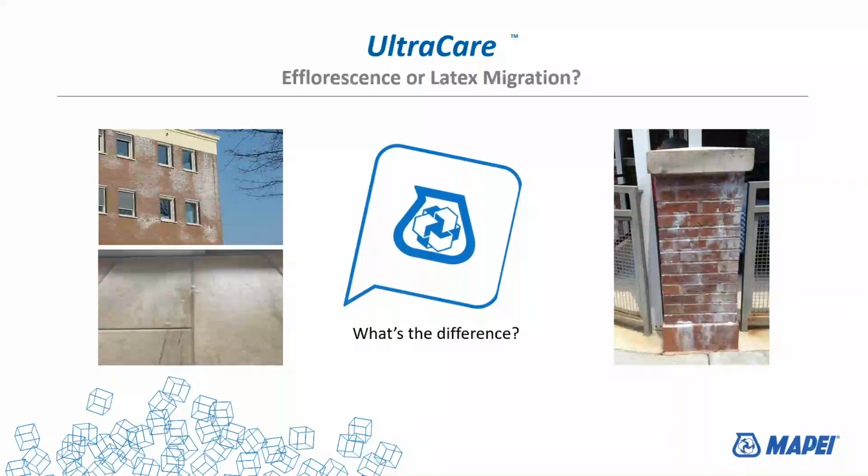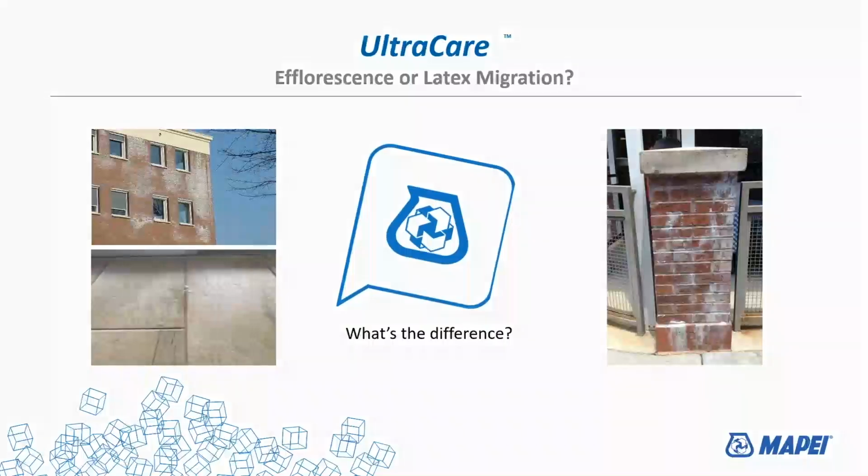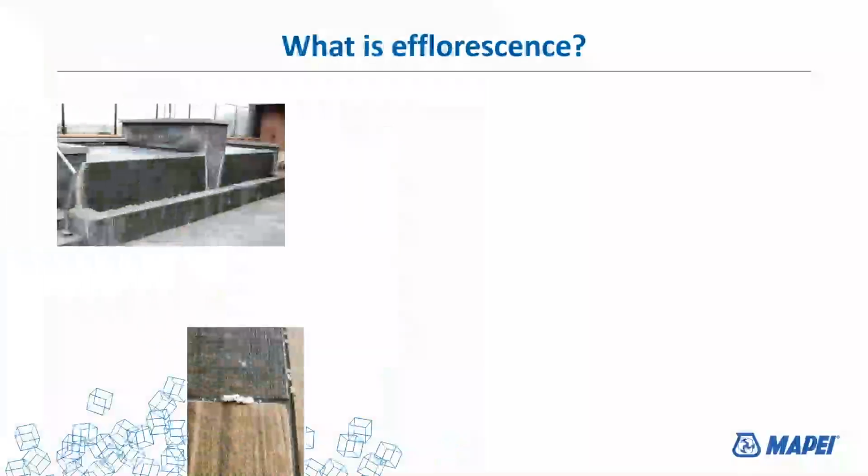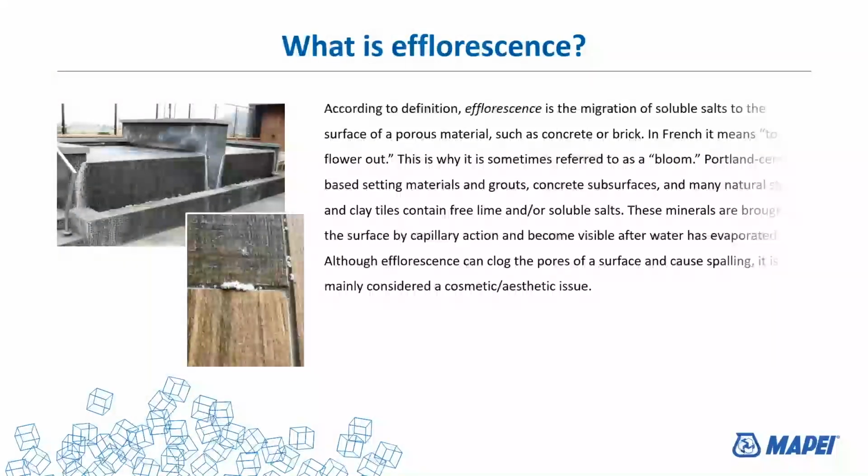According to the definition, efflorescence is the migration of soluble salts to the surface of porous material like concrete or brick. The French translation means to flower out, and that's why it's often called a bloom, an efflorescence bloom. You can see from the photos that it actually picks up through the joint in measurable amounts. You'll see it come up through the grout, not just as a film on the grout, but an actual bloom of salt on the surface.